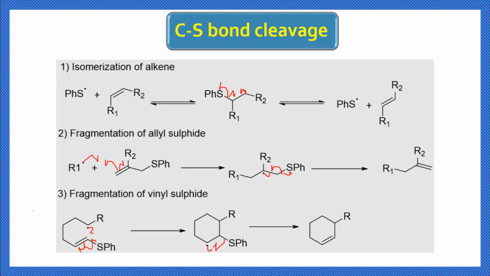This CH2 radical, the breaking of this SPh bond takes place. It generates CH2 radical and CH2 radical. These two CH2 radicals react, they form a carbon carbon double bond, and it generates SPh radical. So in this reaction, the fragmentation of vinyl sulfide, CS bond cleavage takes place.